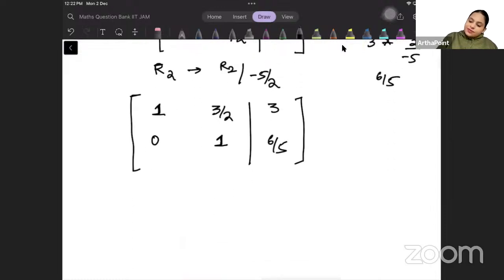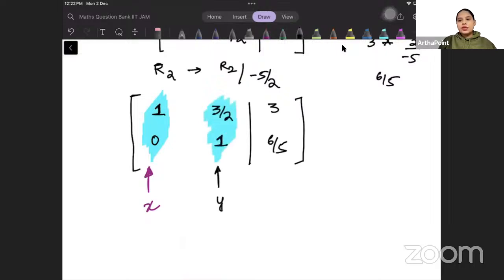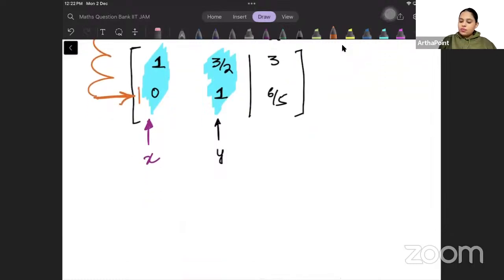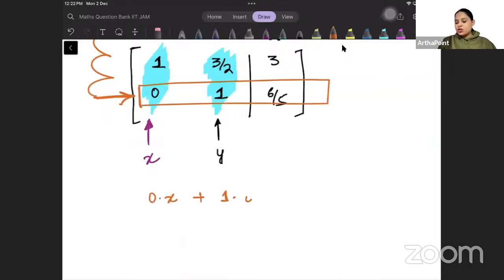Now, the first column represents variable X. The second column represents variable Y. So you always start solving from the last row and you go up and up and up. So if I look at the last row, what will I get? 0 into X plus 1 into Y is equal to 6 by 5. So Y will be 6 by 5. I've got the value of Y.